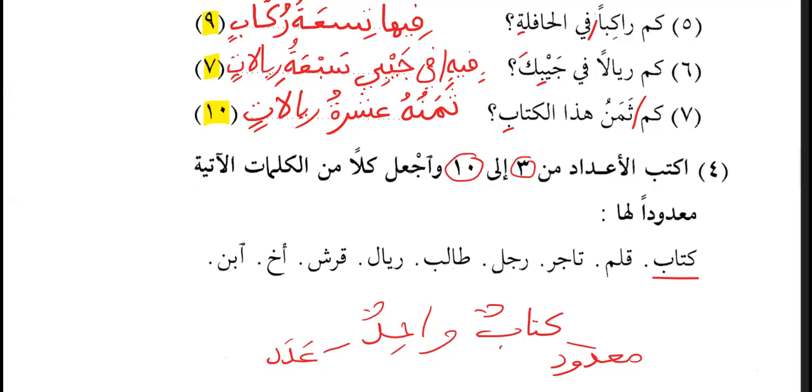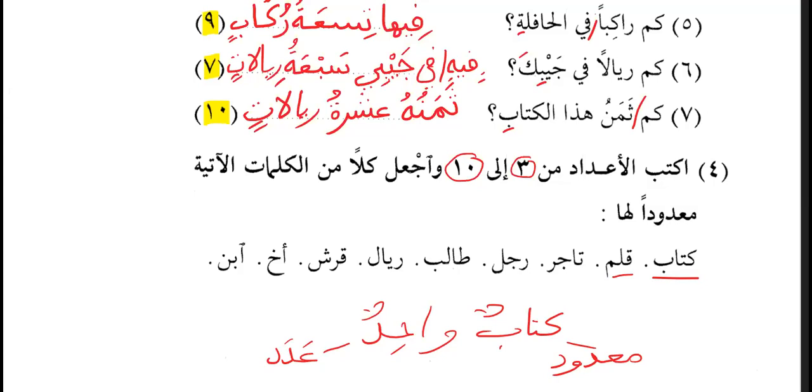جيد. أبو يوسف, قلم. قلم واحد. قلمان اثنان. ثلاثة أقلام. أربعة أقلام. خمسة أقلام. ستة أقلام. سبعة أقلام. ثمانية أقلام، تسعة أقلام، عشرة أقلام.